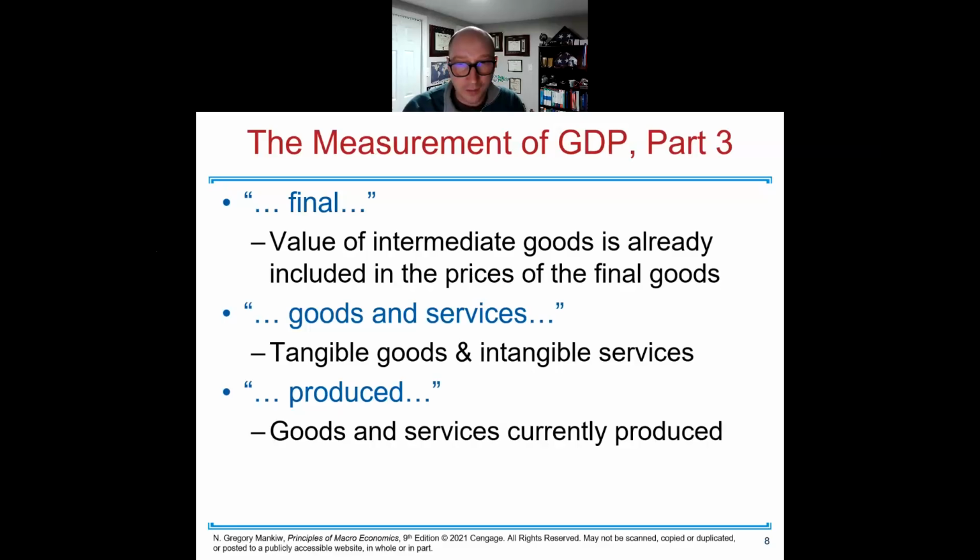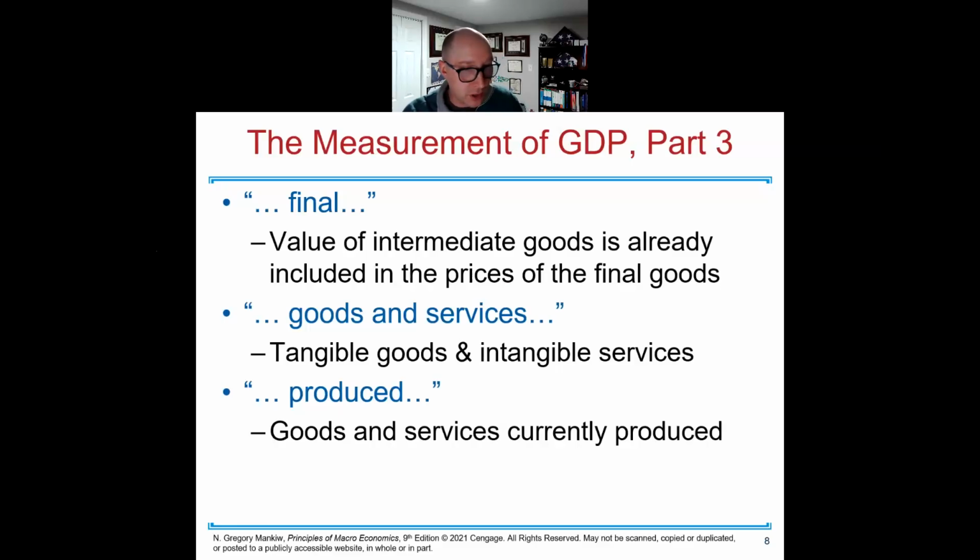And of course, we also measure other goods and services that are both tangible and intangible. Tangible means you can physically touch it. That's what the word tangibility means. You can physically touch it. If it is tangible, that means I can physically hold it in my hand. For example, this calculator is tangible. I have it in my hand.